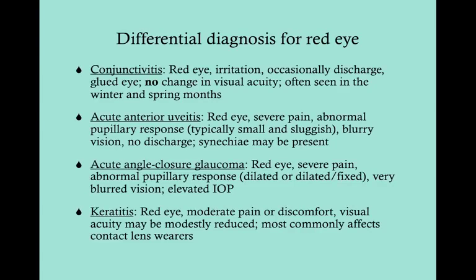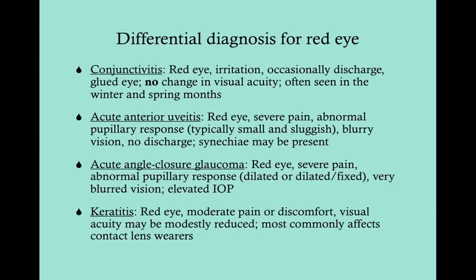They typically won't have discharge, and then this pathologic structure called a synechia can be present. All that is, is an adhesion of the iris onto the lens. And that's exactly what it looks like. It looks like a little piece of colored iris that is kind of intruding into the pupil.